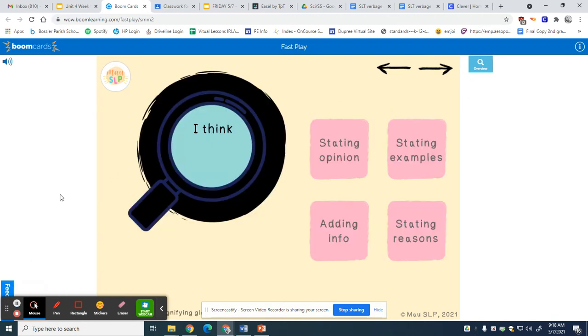All right, let's look at this one. It says, I think. So when the author's using the phrase I think, the author would be stating an opinion, stating examples, adding info, or stating reasons. When the author says I think, they're going to be giving you their opinion.